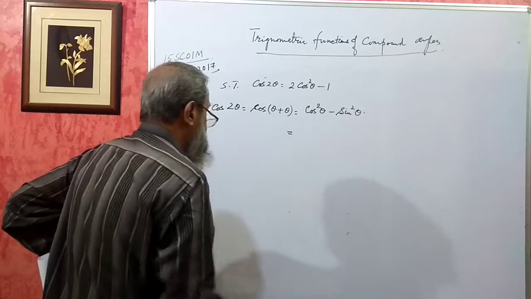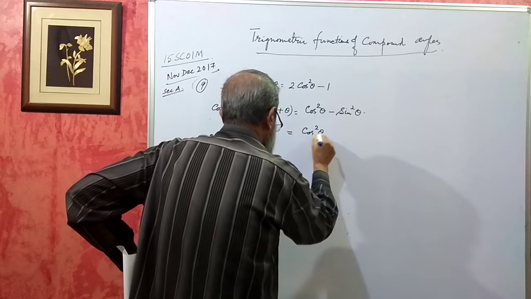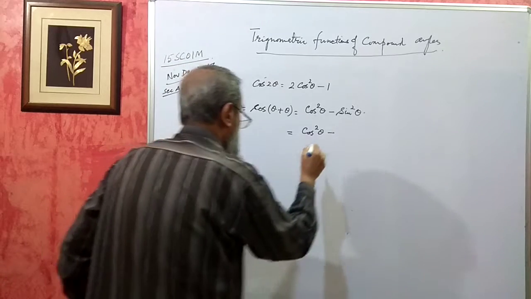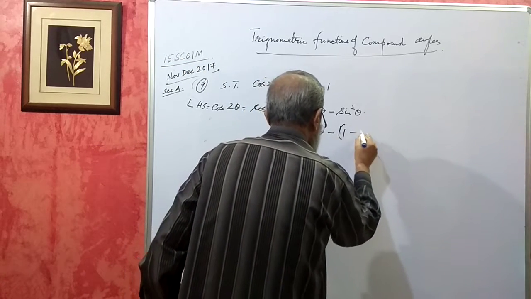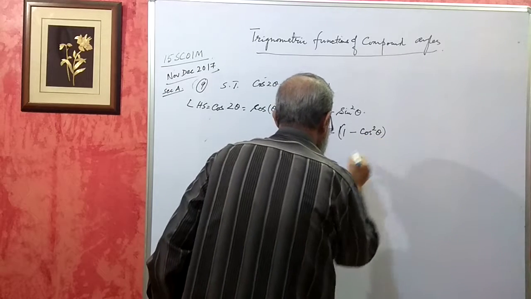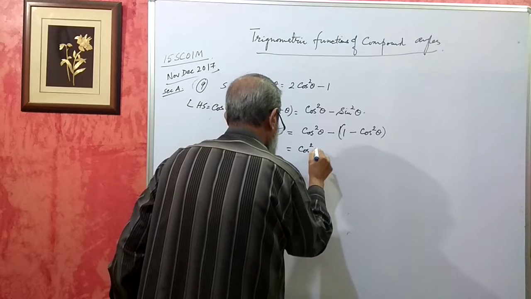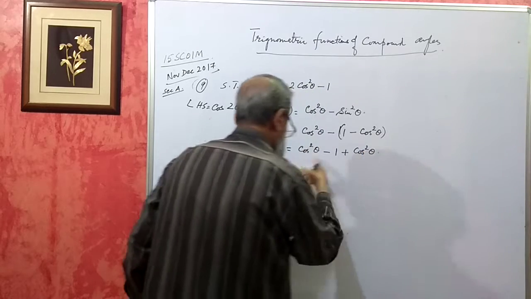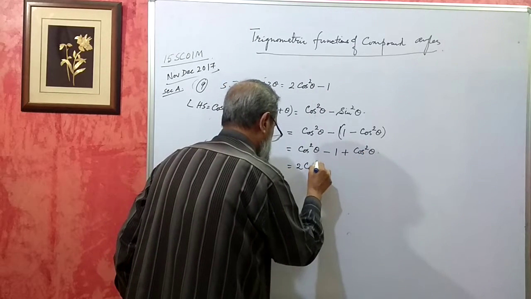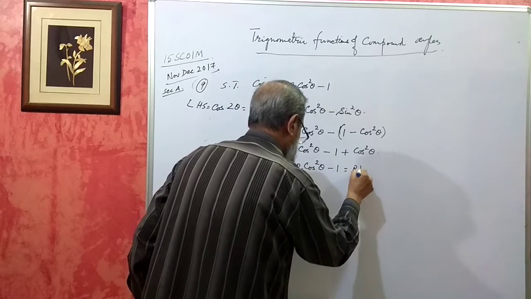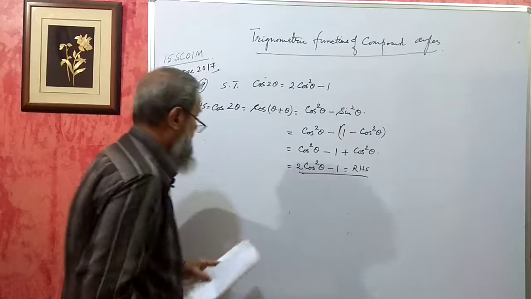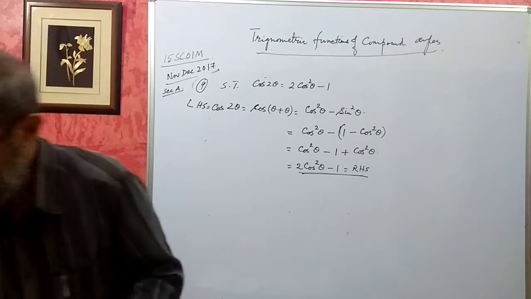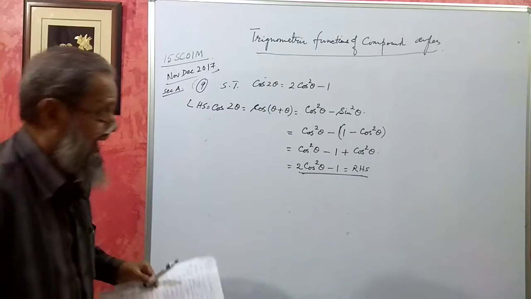So cos square theta minus sin square theta can be written as 1 minus cos square theta. So this will be cos square theta minus 1 plus cos square theta. Cos square theta plus cos square theta is 2 cos square theta minus 1, that is the RHS. So this carries 3 marks. Then section B, so totally 12 marks there in section A.